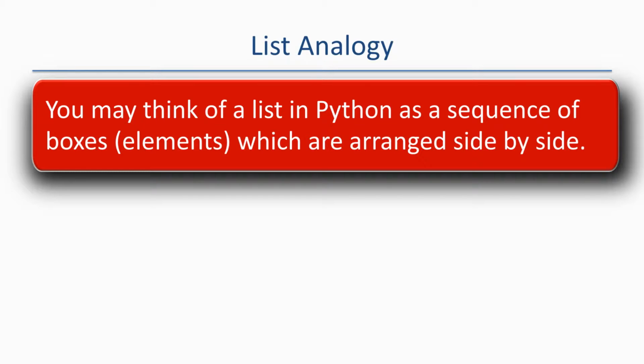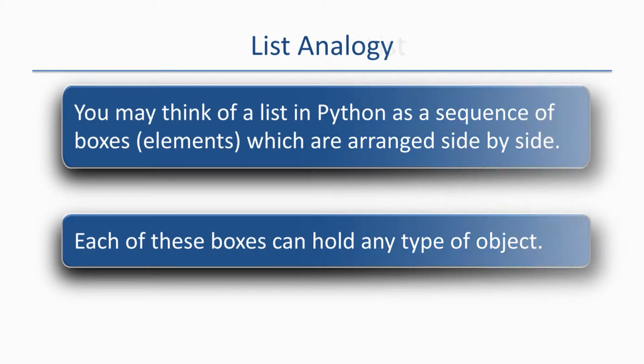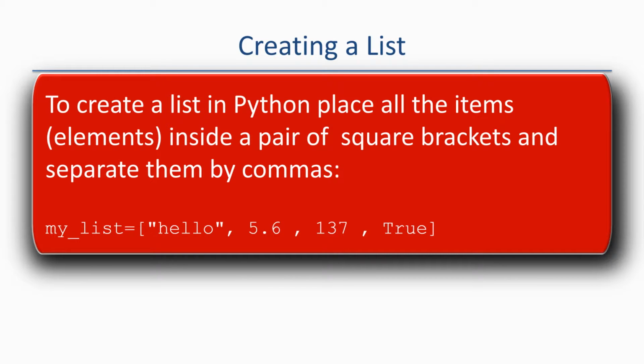You may think of a list in Python as a sequence of boxes, such as shoeboxes, which are arranged side by side. And each box can hold any type of object. To create a list in Python, all you have to do is put the items that you want to create inside a pair of square brackets and assign it to a variable name and separate them by commas.